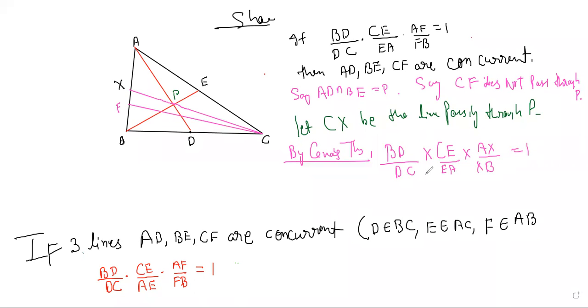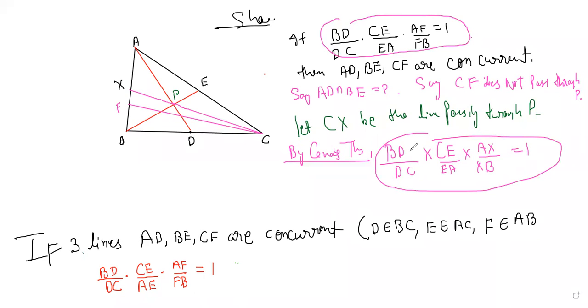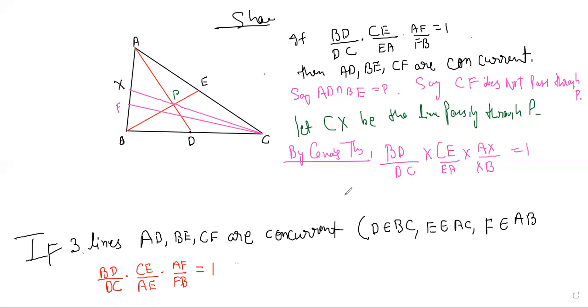But then you already have this equation, and then you have this equation now. Let's combine them. We get AF by FB equals AX by XB. So X and F better be the same. Right?